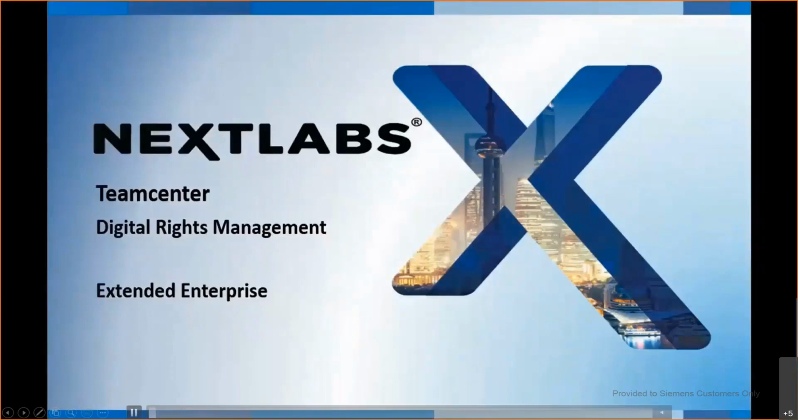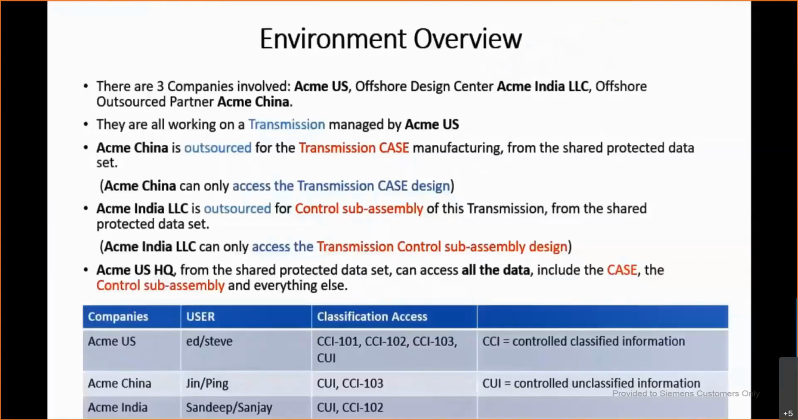So this is where we're going to have, I believe, 3 different areas within a company that we're going to take a look at within this extended enterprise. So here we have Acme US, we have an offshore center in India, as well as an outsourced partner in China. And they all are working on a transmission assembly. So in this particular case, the US headquarters owns the data, has all the access rights to it, but they want to outsource the transmission case to Acme China, and then India LLC will be able to look at the control subassembly of the transmission. So each area has its own particular role.